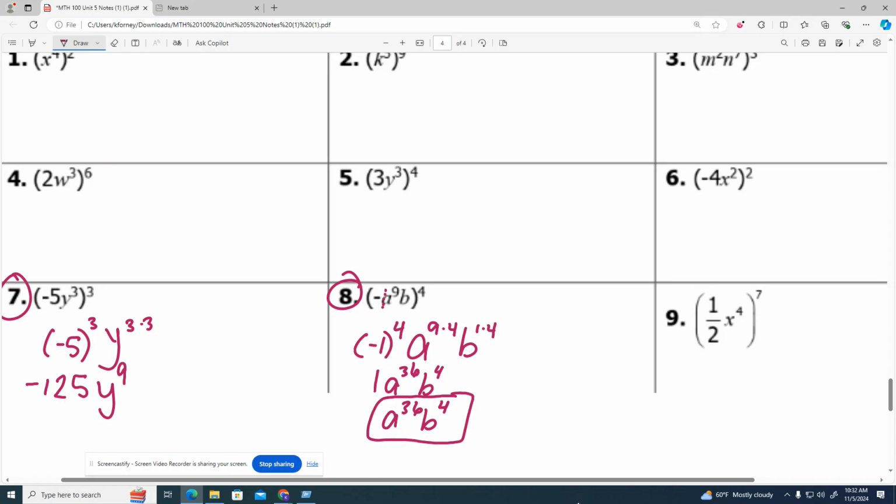Looking at number 9. This is 1/2 to the 7th power. And then for x, we have 4 times 7. So 1/2 to the 7th power, you raise the numerator to the 7th power, which is 1. And then 2 to the 7th power is not 14. So that's 2 times 2 times 2 times 2 times 2 times 2 times 2, which is 128. Now you could do 2 to the 7th in a calculator. And then the exponent would be 28. Alright, so power to a power.